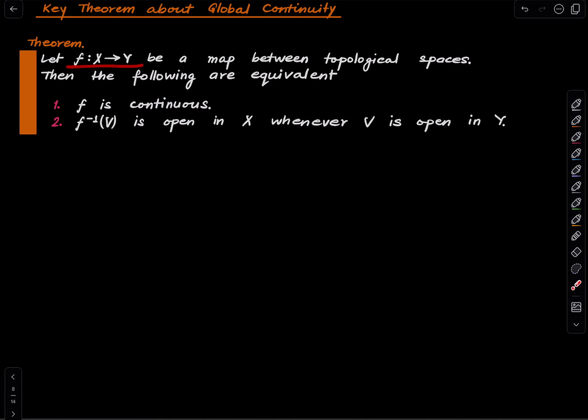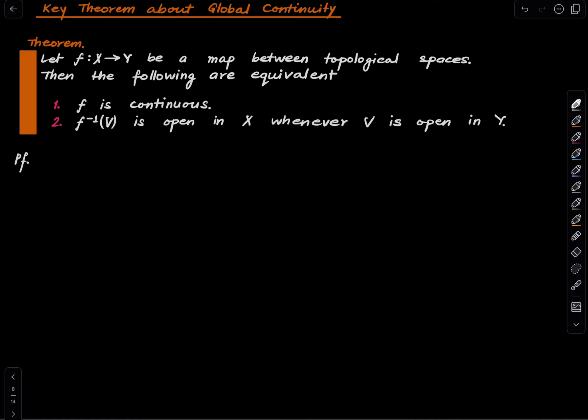Fix any map f between two topological spaces, X and Y. Then these two statements are equivalent. The first is that f is a continuous map, meaning it is continuous at every point of the domain. The second is that the pre-image of any open set in Y is open in X. Whenever V is an open set in Y and you take its pre-image, you get an open set in X. Somehow these two things are equivalent. And when I say somehow, I don't mean to insinuate that it's some difficult proof. It's a very simple proof, but the shift in perspective, I believe, is significant.